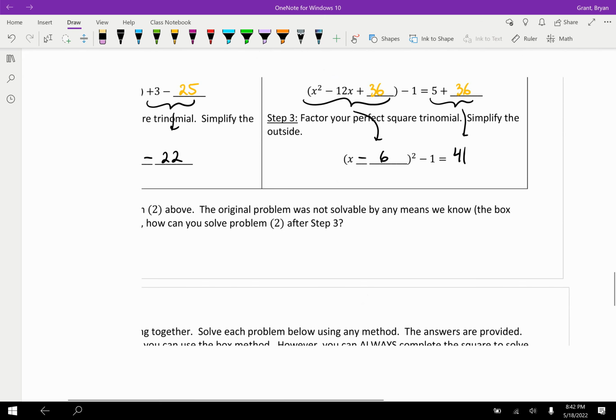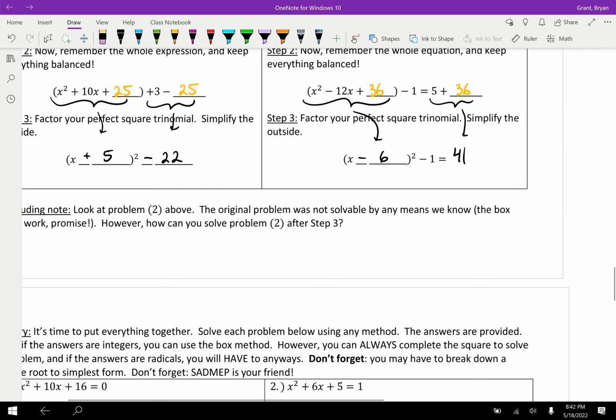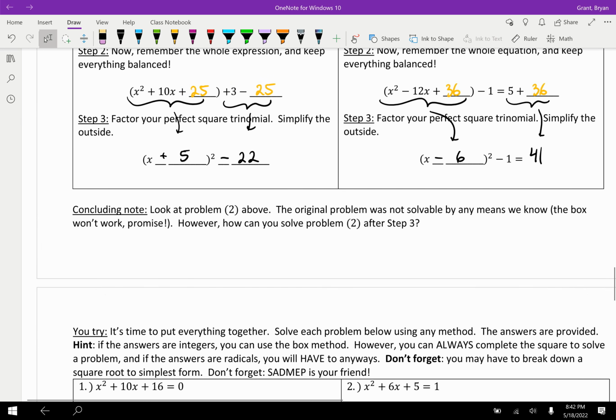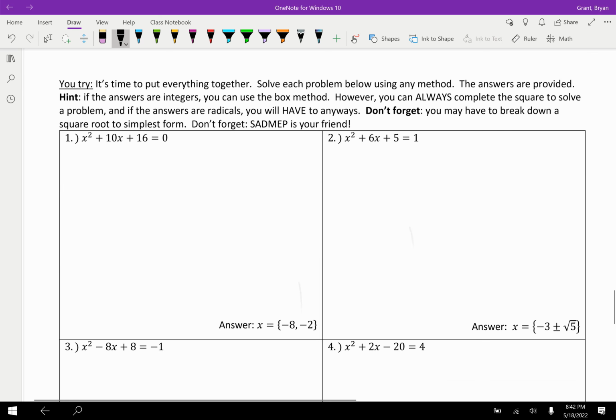That's pretty awesome. So the original problem wasn't solvable by any means we know. The box won't work. But after we finished completing the square, now we can focus on SADMAP to isolate x. So that is our big reveal for today. To complete the square, you follow the steps we went through, and then we get back to topic 7, and all we have to do is follow SADMAP to solve.